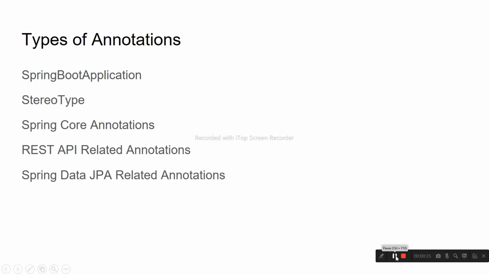There are so many types of annotations. First one is Spring Boot application, then stereotype, Spring Core annotations, REST API related annotations like @GetMapping, @PostMapping, basically CRUD operations. And next is Spring Data JPA related, like @Entity, @Id. So we will see all these annotations one by one in detail.